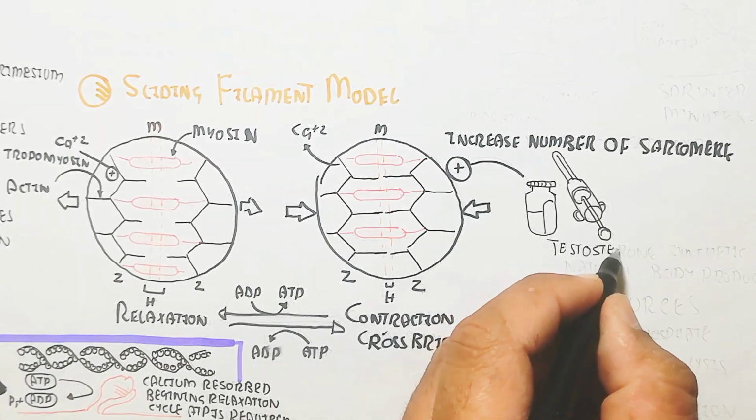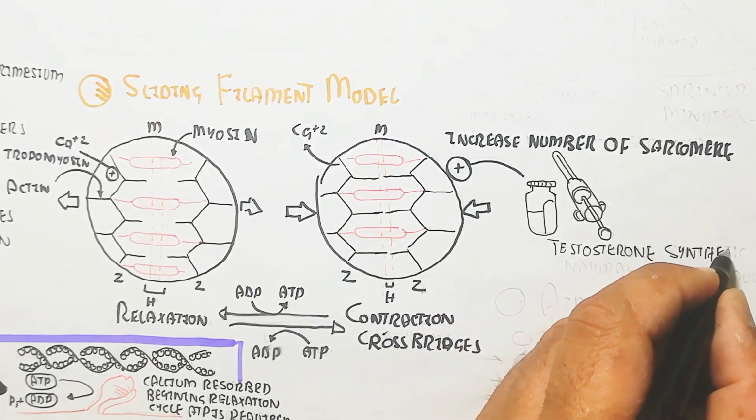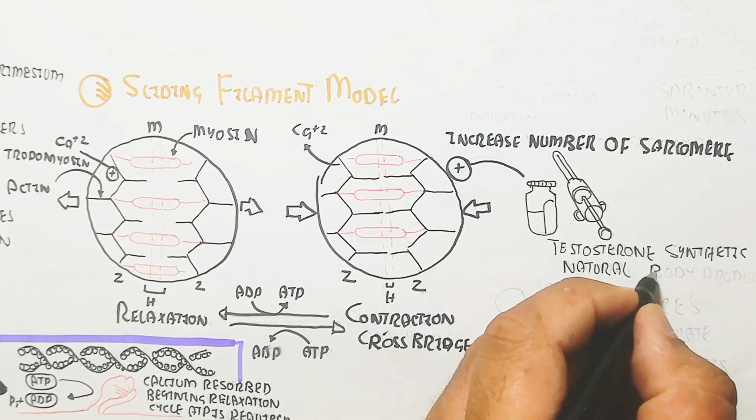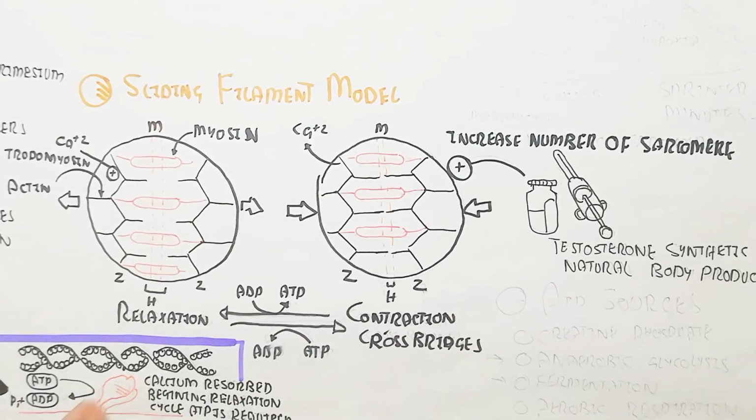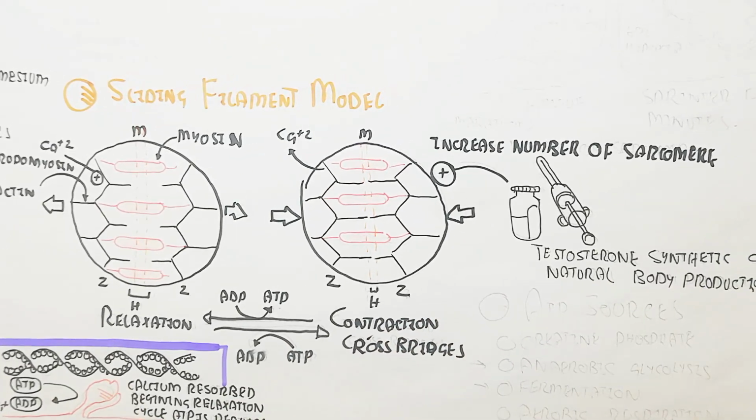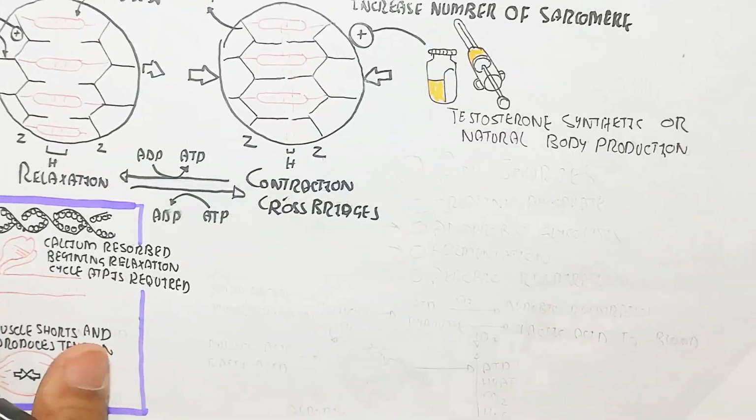The increased number of sarcomeres, due to testosterone, synthetic or natural body production, will lead to an increase in the sarcomere. In this way, the myofibril will increase. In this way, the muscle fibers will increase. In this way, basically the whole muscle will develop.